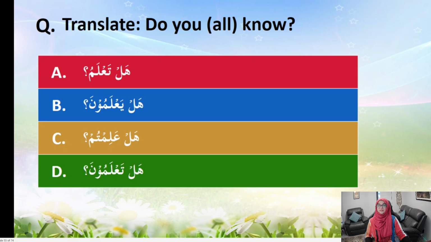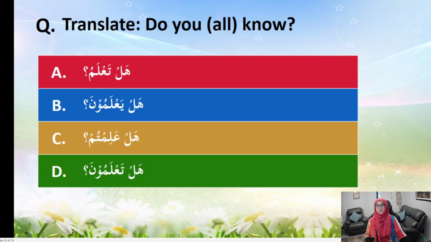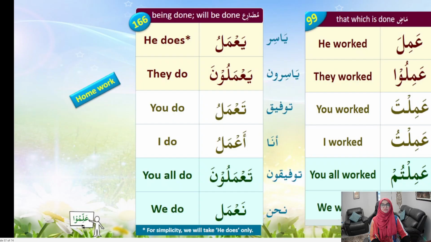Hal ta'lamuna. Sorry, تعلمون. You all know. Remember, ta is you. So when you say ya'lamuna it means they, and ta'lamuna means you all. Okay, good. All right.